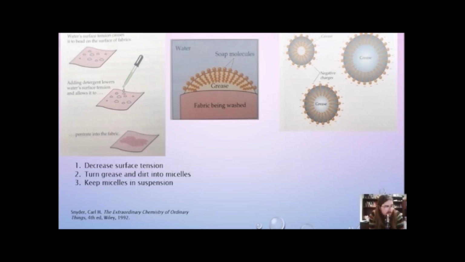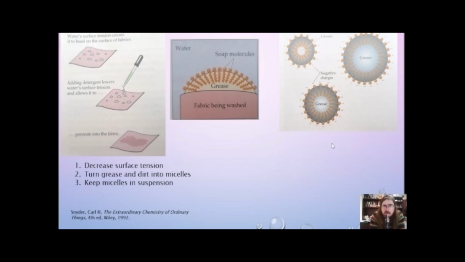And because of that, we keep the grease from coalescing together into bigger micelles and keep them from redepositing on the fabric. So eventually, when the water goes down the drain, it pulls the micelles with it and drags the dirt and grime and grease out of the washing machine and into the drain, keeping your clothes clean. So that is how soap works.